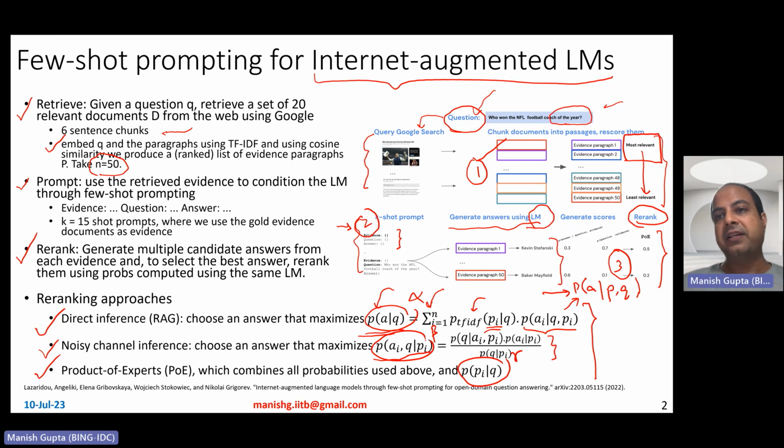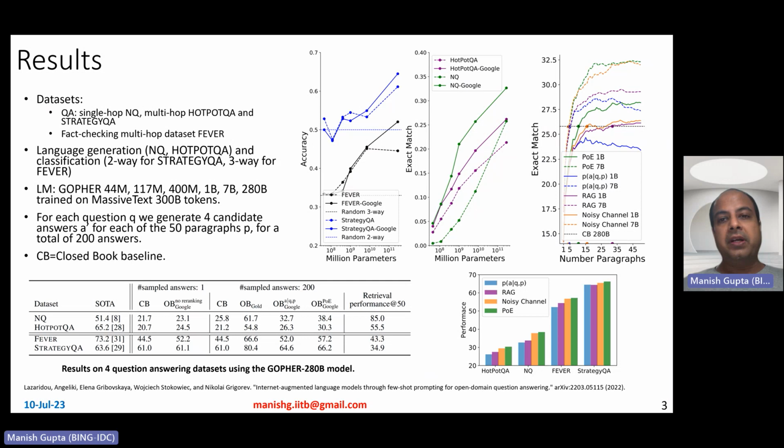So basically, it's internet augmented language models where they get evidence from the internet and then try to generate answers using the language model. So how do the results look? They experiment with 4 different data sets. 3 of them are question answering data sets: single hop Natural Questions, multi-hop HotpotQA, and StrategyQA. And they also experiment with a 4th data set, the fact checking multi-hop FEVER data set.